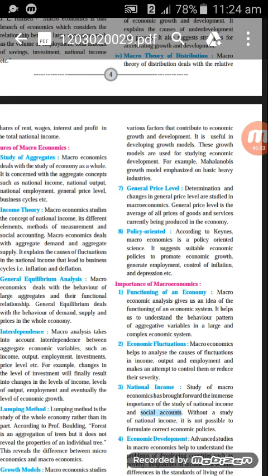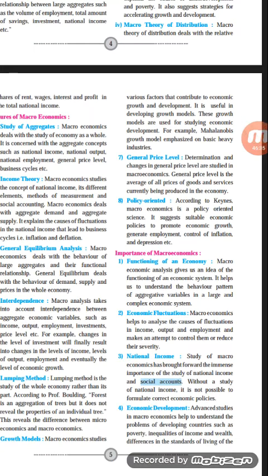The seventh point is general price level. Determination and changes in the general price level are studied in macroeconomics.